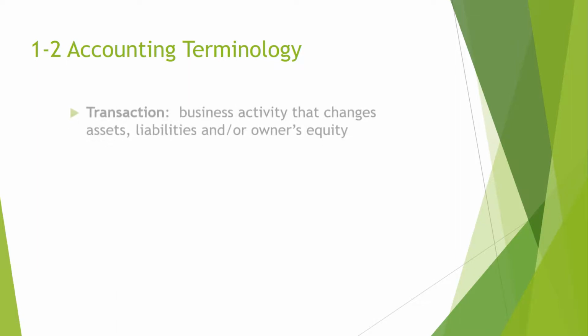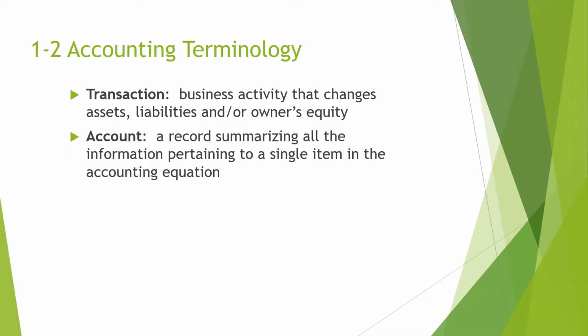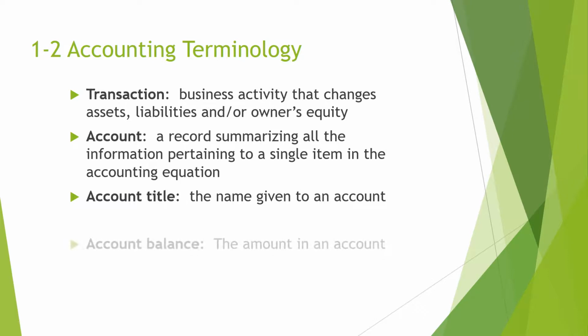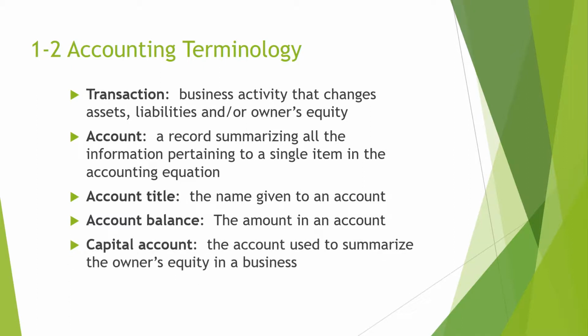1-2 Accounting Terminology. A transaction is a business activity that changes assets, liabilities, and/or owner's equity. An account is a record that summarizes all the information that pertains or relates to a single item in the accounting equation. An account title is the name that is given to each account. The account balance is the amount that is in each account. The capital account is the account that is used to summarize the owner's equity in a business.